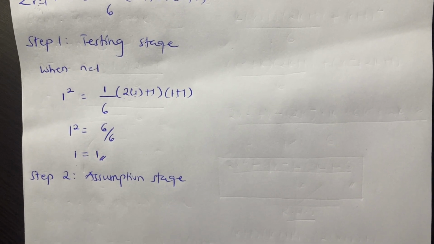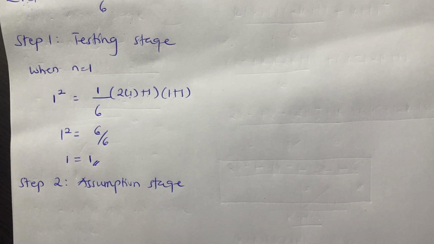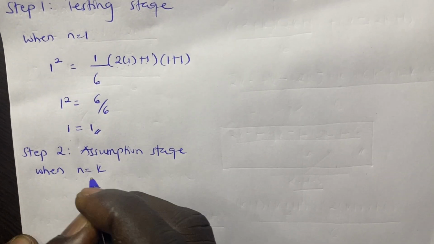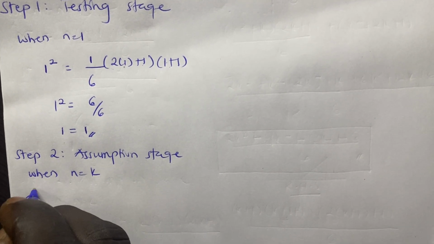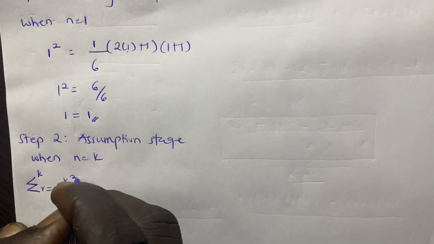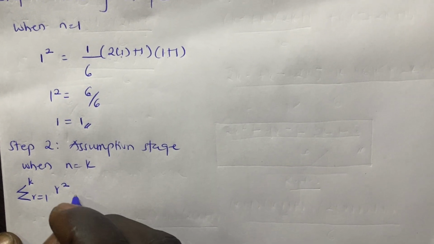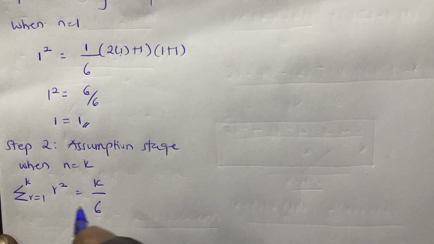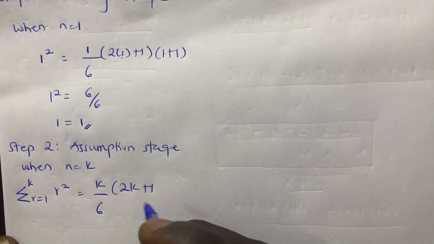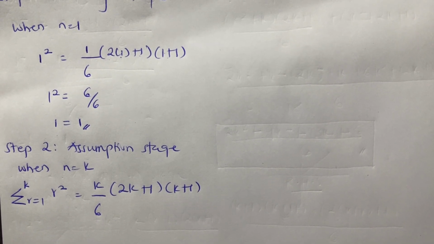Now when you come to the second stage, which is the assumption stage, we have to assume that when you put a variable in, or when you change it to k, it's also going to be true for all variables, right? So when n is equal to k, we are getting the summation, n changes to k. We still have r equal to 1, and then r squared here. So note, we didn't change the r, it remained the same. So equal to k over 6, because it's when n is equal to k, not r, right? We are getting 2k plus 1, then we are getting k plus 1 here. So we are done with the second stage.